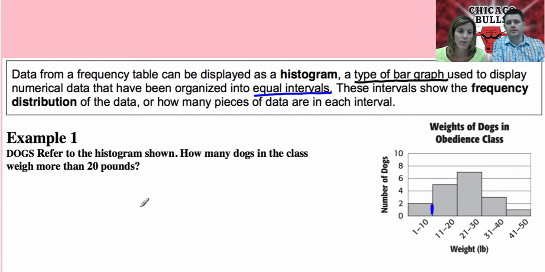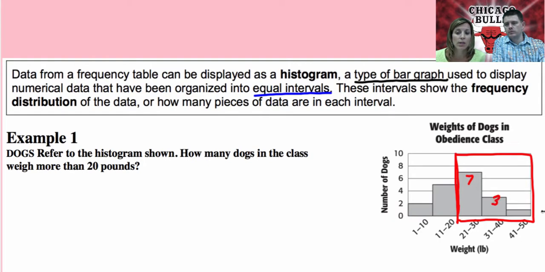All right. Refer to the histogram shown. How many dogs in the class weigh more than 20 pounds? So as we look at our x-axis, we're looking for the bars that are 21 to 30, 31 to 40, and 41 to 50. So within each interval, we need to look on the y-axis, and we need to figure out how many are in the 21 to 30. So halfway between the 6 and the 8 would give us 7 for that interval. The 31 to 40 is halfway between the 2 and the 4, so it's 3. And the 41 to 50 is 1.